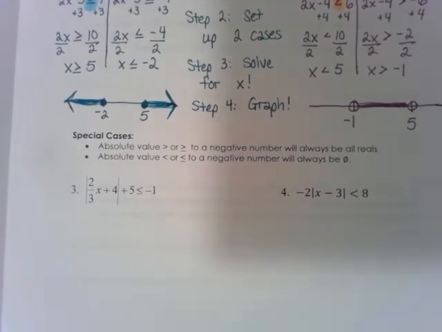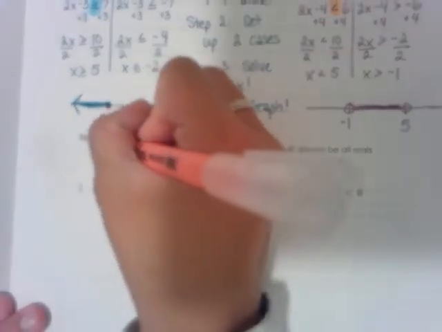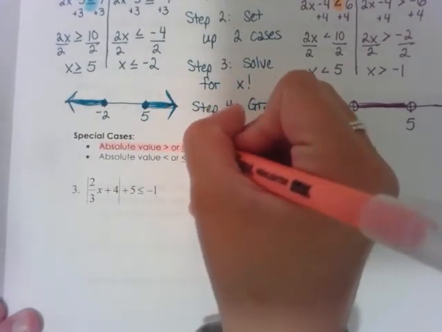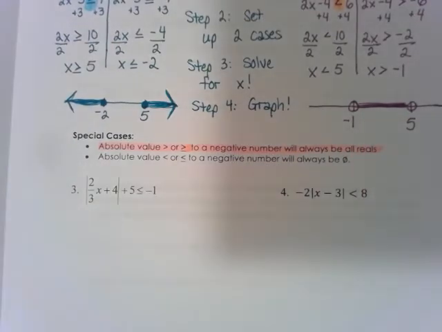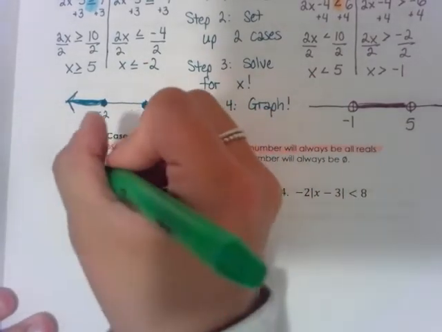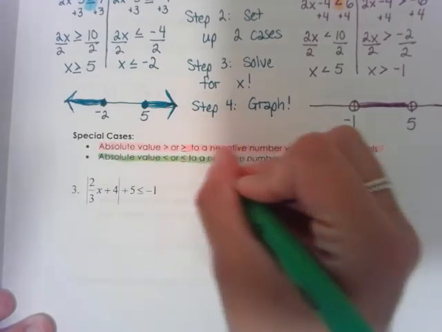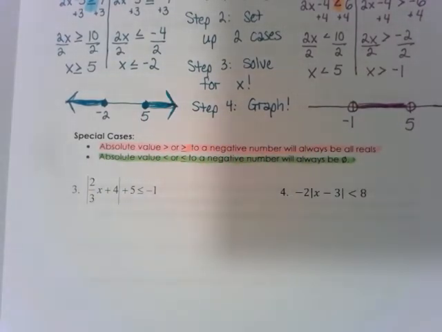If the absolute value is greater than or equal to a negative number, it will always be all reals. So an absolute value greater than or greater than or equal to a negative number will always be all reals. An absolute value less than or equal to a negative number will always be no solution. We're going to look at each of these examples to figure out which case is which.